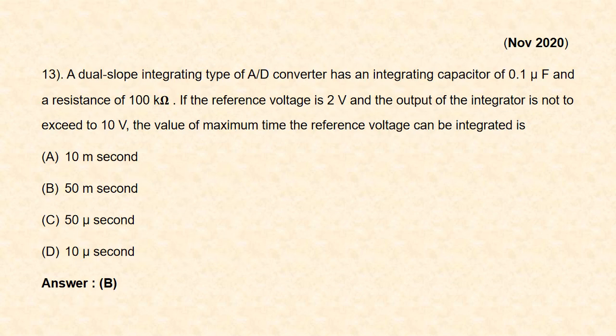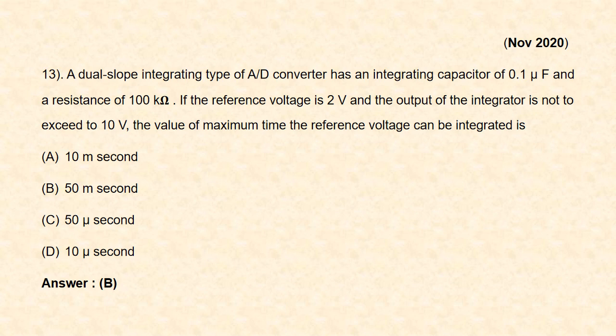Next question. This question was asked in November 2020. A dual slope integrating type ADC has an integrating capacitor of 0.1 microfarad and a resistance of 100 kilo ohm. If the reference voltage is 2 volt and the output of the integrator is not to exceed 10 volt, the value of maximum time the reference voltage can be integrated is option A 10 millisecond, option B 50 millisecond, option C 50 microsecond, option D 10 microsecond. Here option B 50 millisecond is correct.